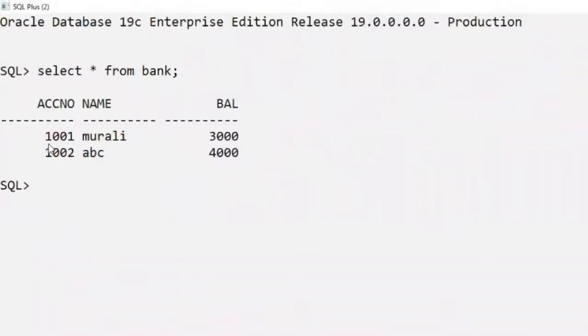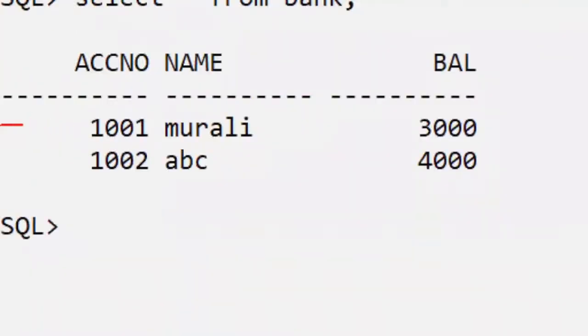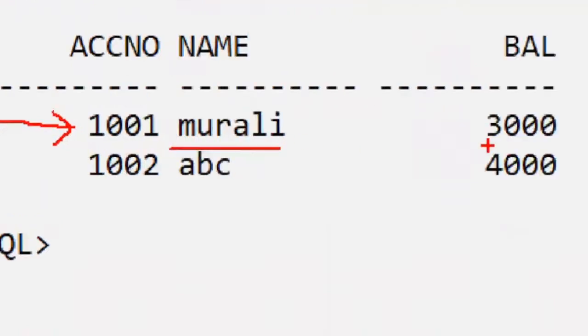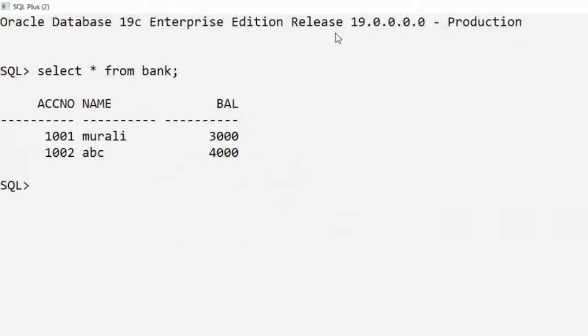Suppose this data, observe it here for one minute only. 1001 is an account number. My name is Murali. I'm an account holder. My balance is how much? Yes, how much? 3,000 is there. Observe here, my balance is 3,000, for example.